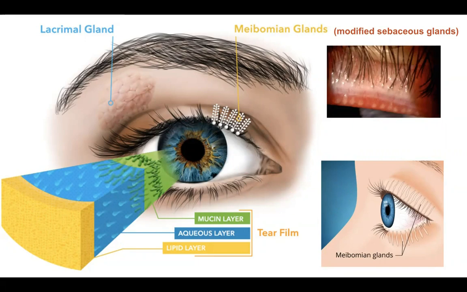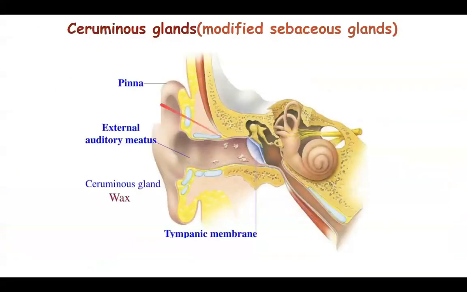The next modified glands are the ceruminous glands. Now, the ceruminous glands are found only in your ears. They produce wax or the ear wax. They are again modifications of sebaceous glands. The ceruminous glands will produce ear wax. The ear wax basically prevents any dust particles or germs from entering and moving towards your eardrum or the tympanic membrane, thereby protecting your tympanic membrane from any kind of physical damage.